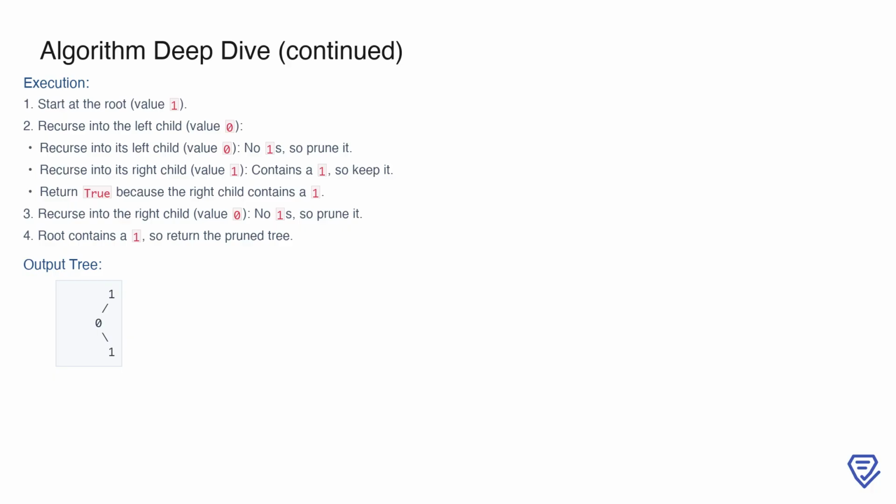Next, we recurse into the right child of the root, which contains only zeros. Since this subtree does not contain any ones, it is pruned entirely. Finally, the root is evaluated. Since its value is 1 and it has a valid left subtree, the root is preserved. The resulting pruned tree has the root with a left child, which in turn has a right child. This illustrates how the algorithm effectively eliminates unnecessary subtrees while retaining the essential structure containing ones.